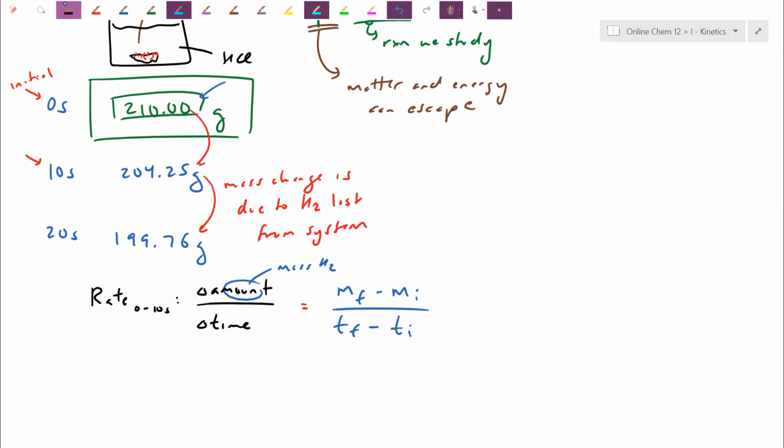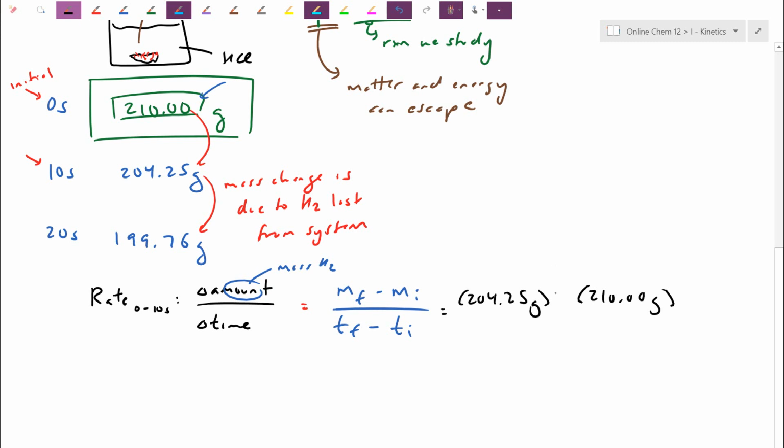Now, I know that the change is going to be due to hydrogen, but you're going to see that what I put in is actually going to give you the mass of the whole system. So let's say the mass at 10 seconds, I gave you this 204.25. I just totally made up this number here. I'm going to minus off the 210.00 grams, right?